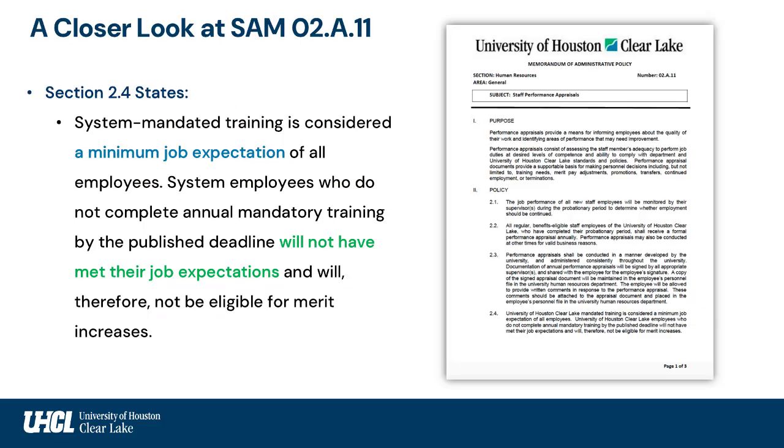In SAM 02.A.11, Section 2.4 states that system-mandated training is considered a minimum job expectation of all employees. System employees who do not complete annual mandatory training by the published deadline will not have met their job expectations and will therefore not be eligible for merit increases.